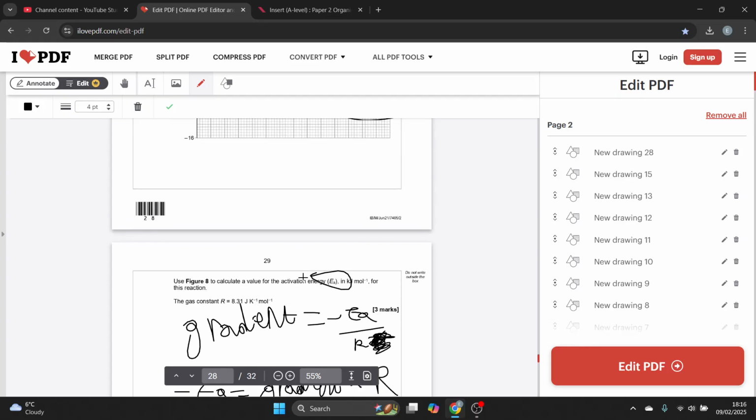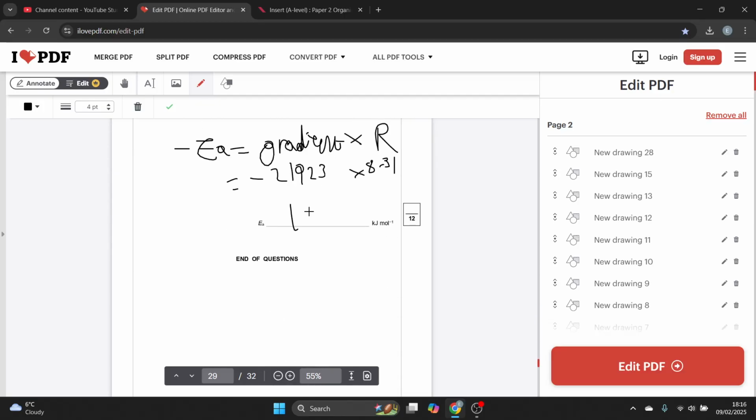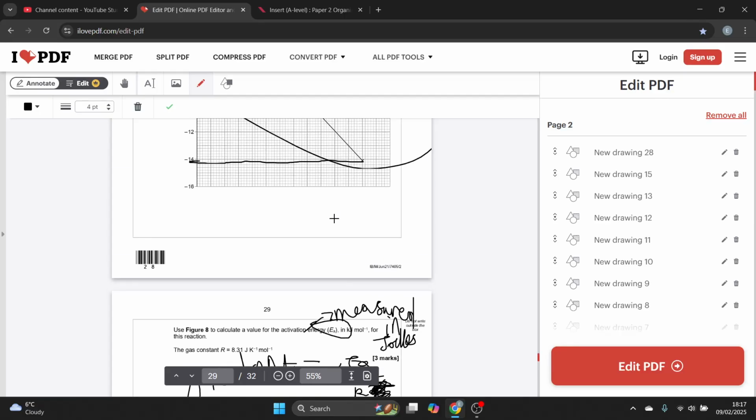But activation energy is measured in joules, and I want it in kilojoules. Therefore, I need to divide my answer by 1,000. And then I get 182. Perfect. Kilojoules per mole.